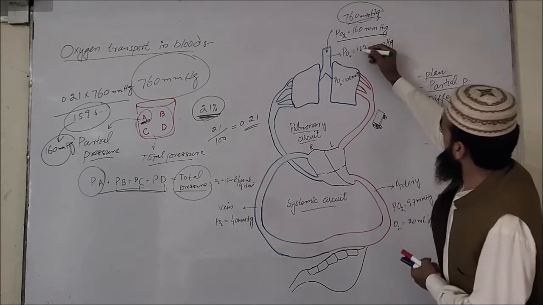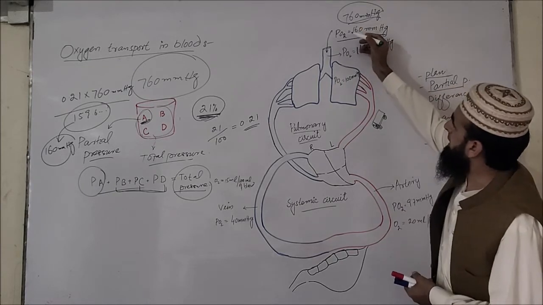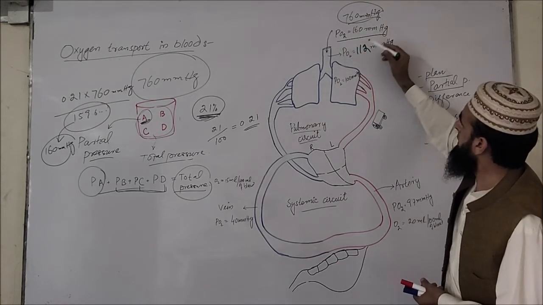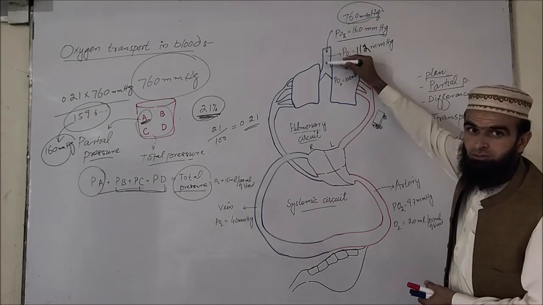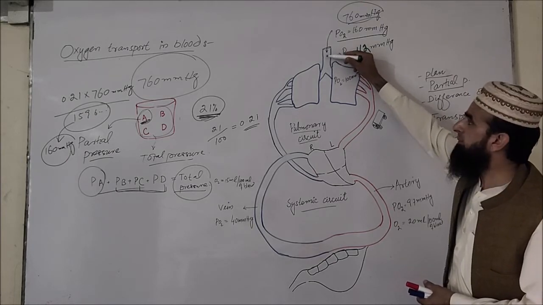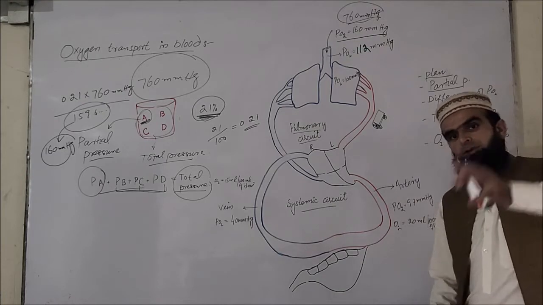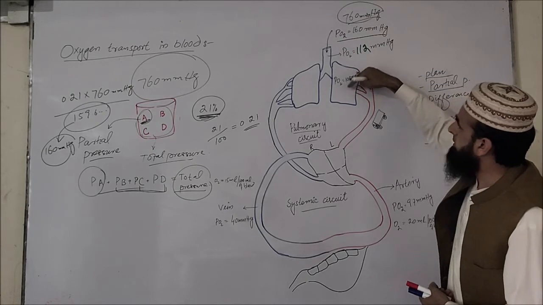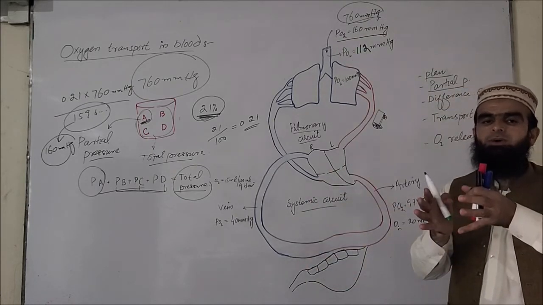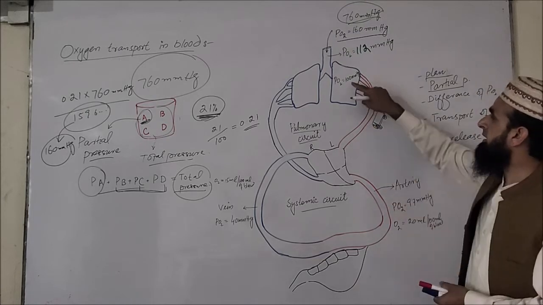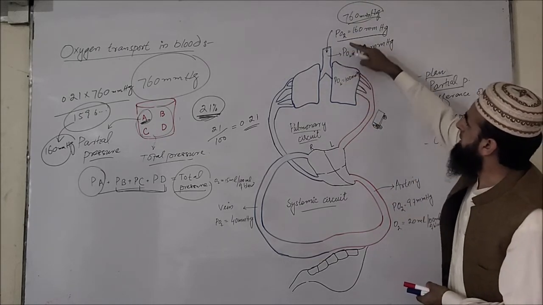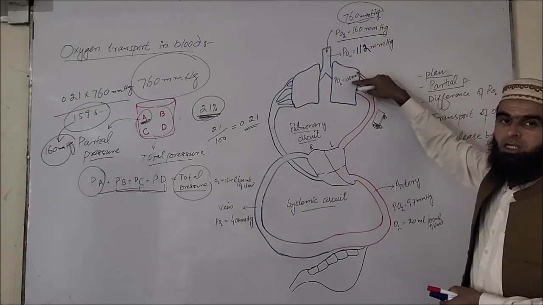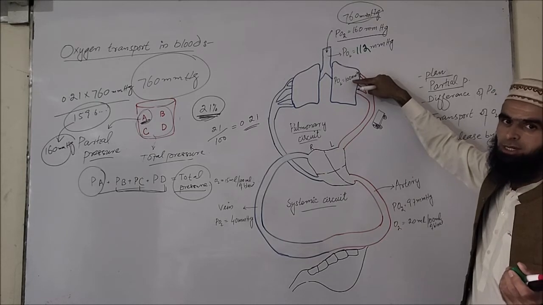As this inhaling air is passing through the respiratory tract, the partial pressure of oxygen becomes 112, because some of the water vapors are added and some of the pressure is now exerted by the water vapors. Then, on reaching the lungs, a lot of other water vapors have been added, as a result of which the partial pressure of oxygen has been reduced from 160 to 112, and lastly to 104 or 100 millimeter of mercury simply.